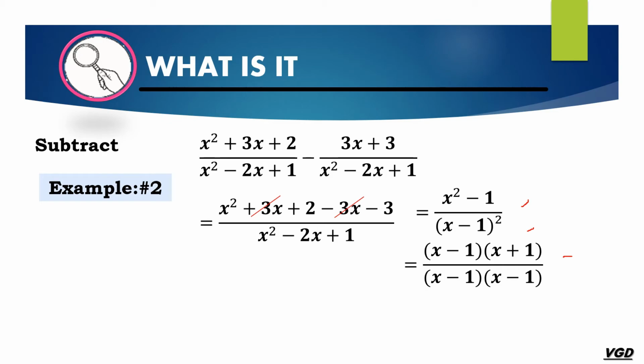We will have the quantity of x minus 1 times the quantity of x minus 1. And we will be able to cancel common factors. So we have x minus 1. Therefore, our answer will become x plus 1 over x minus 1.